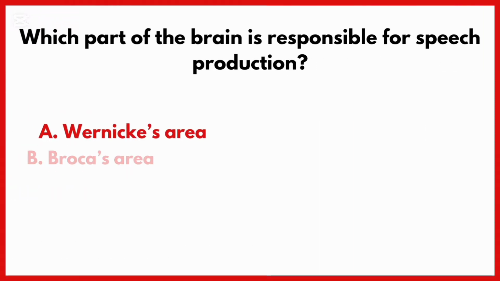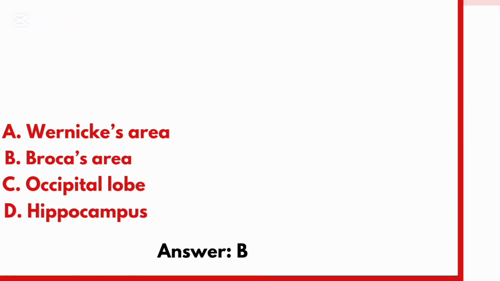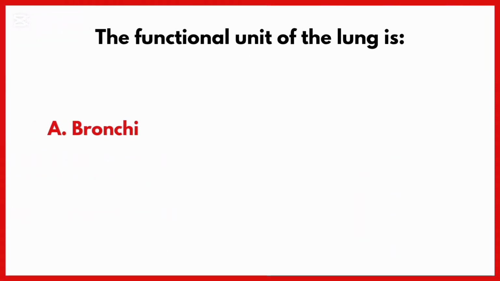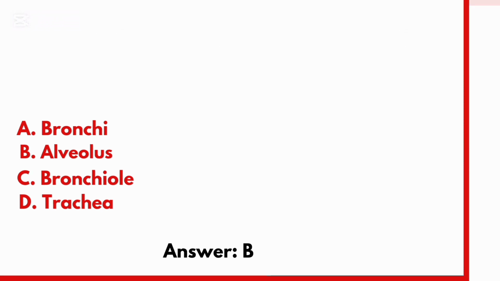Which part of the brain is responsible for speech production? Correct answer is option B, Broca's area. The functional unit of the lung is... Correct answer is option B, alveolus.